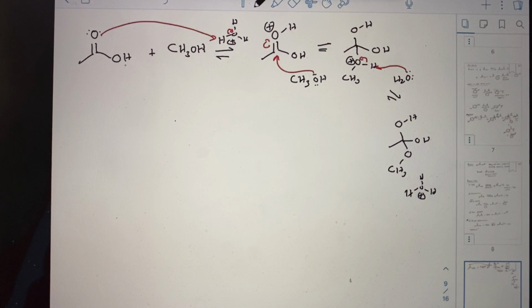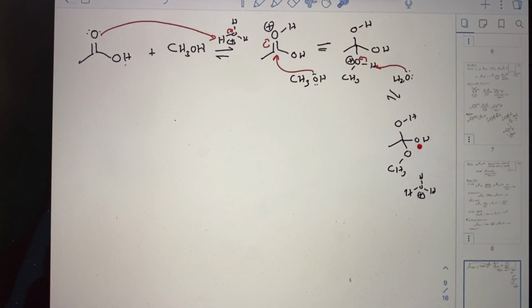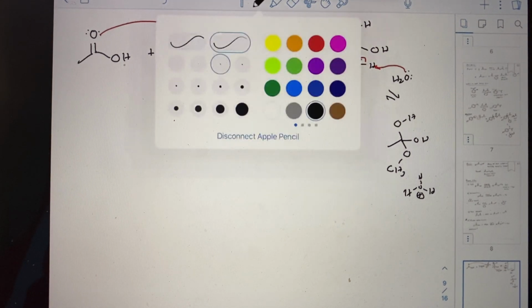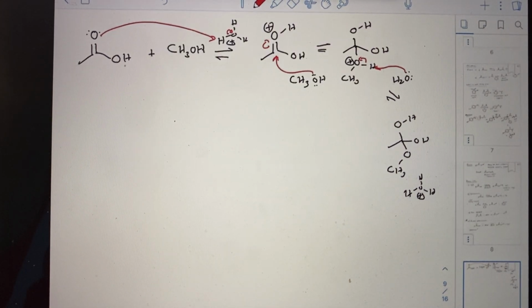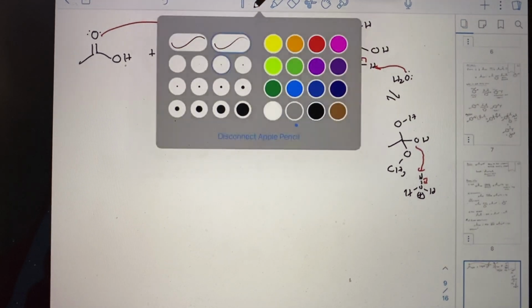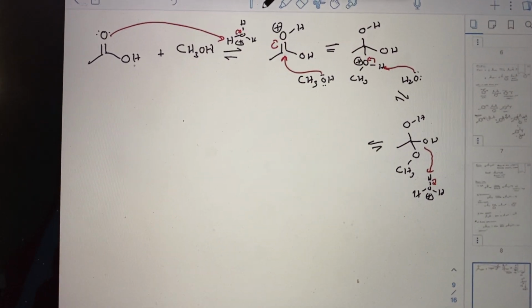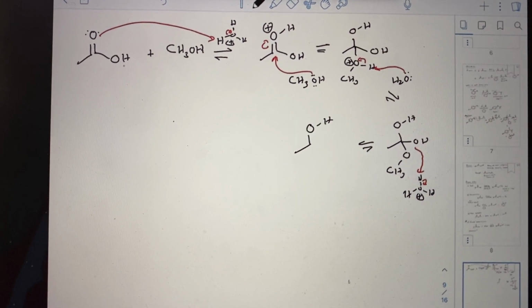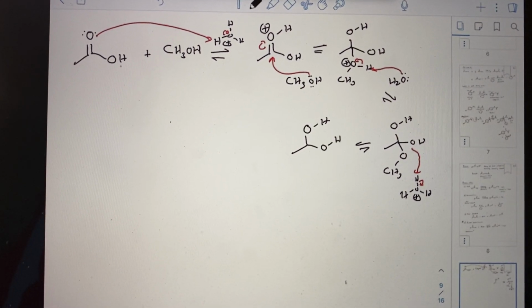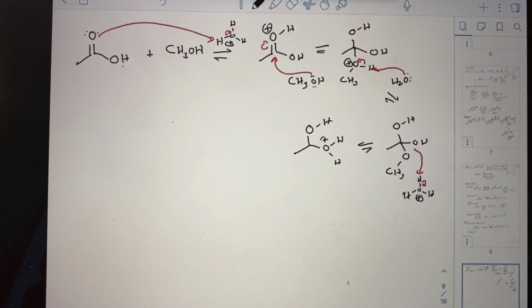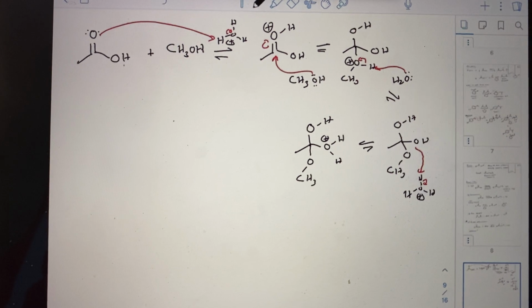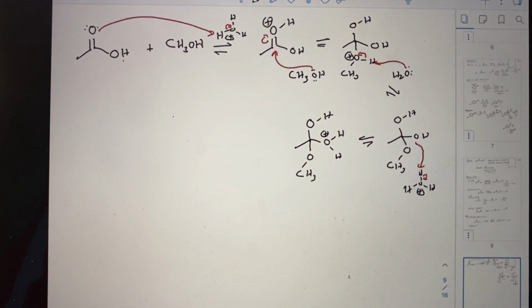Now what we want to do is turn one of these two bad leaving groups into a good leaving group. And we can do this by acid. So we're going to protonate this. I'll expand this so we can see the 2 protons. And then we have O CH3 here.